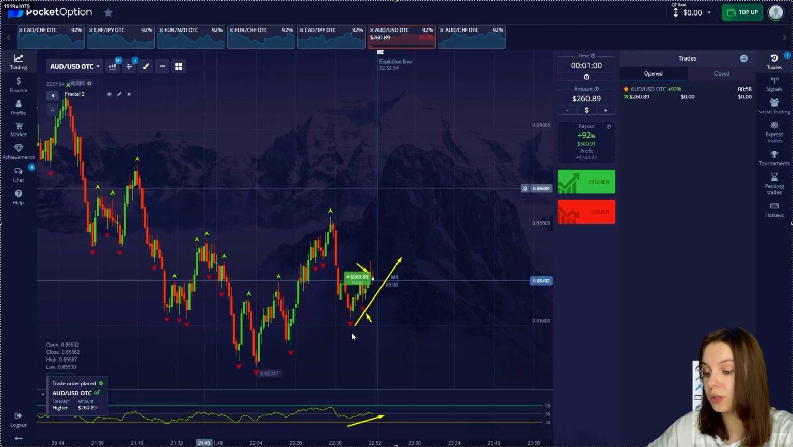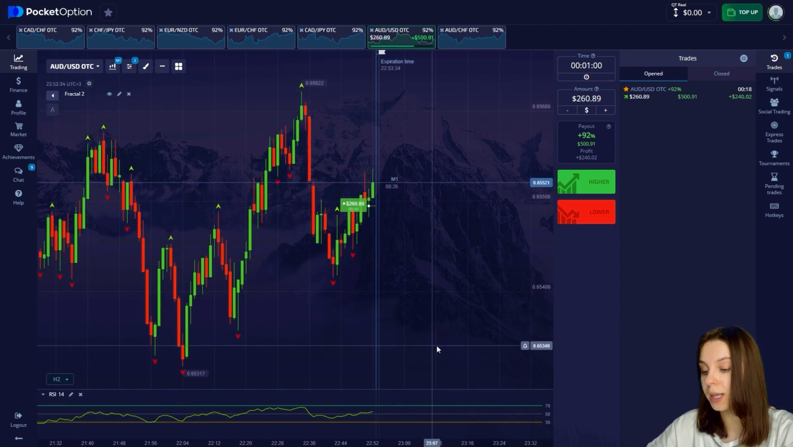However, our general situation is in an upward trend. There are the main signals for opening a trade. Let's look at our chart.